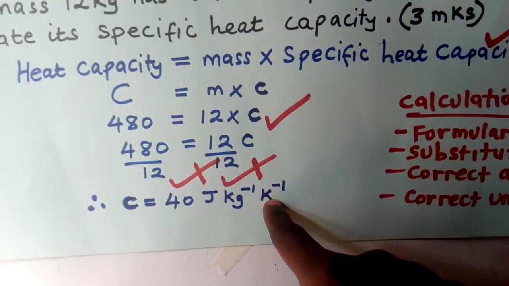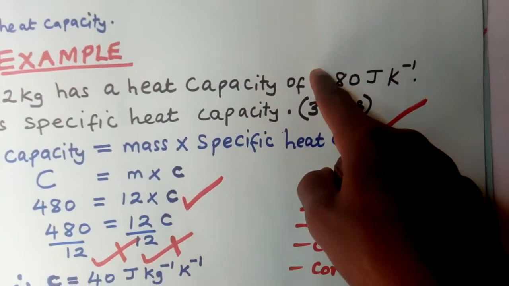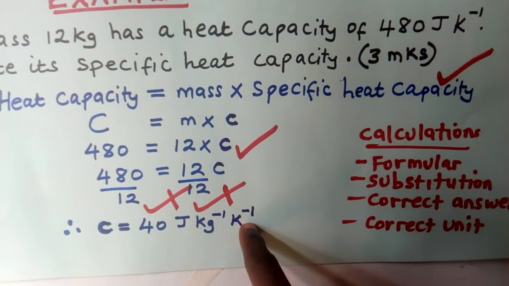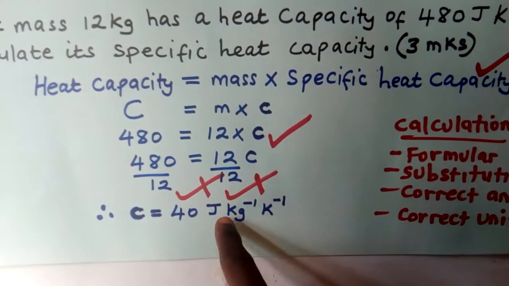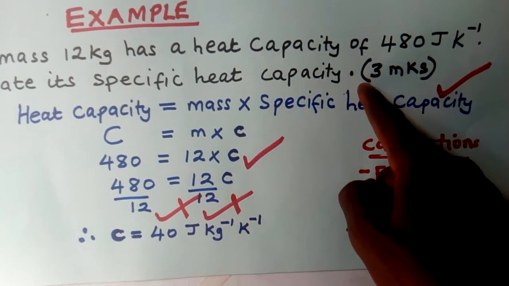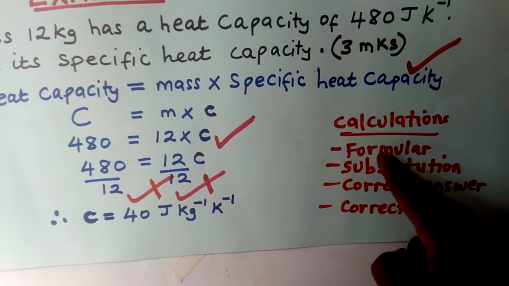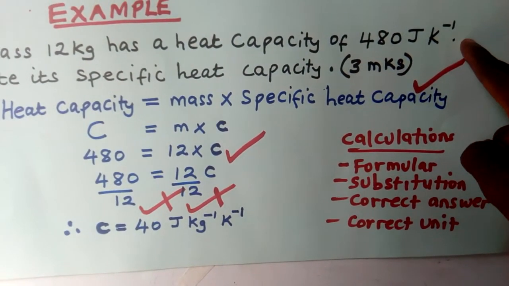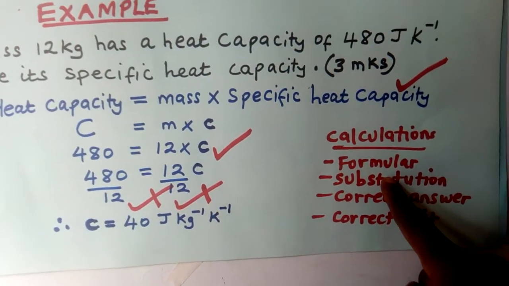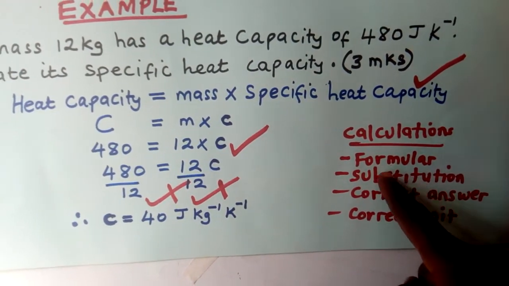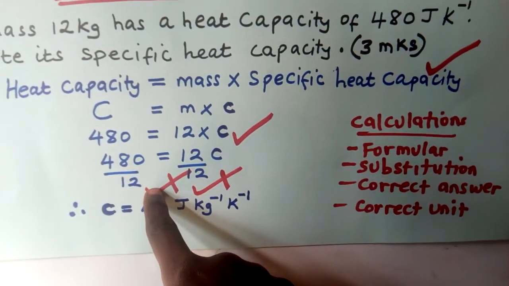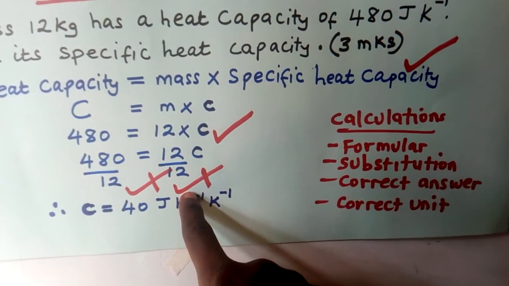But how do you know which one to write? You see, the heat capacity was in joules per Kelvin. So we shall write the Kelvin, not degree Celsius. So joules per kilogram per Kelvin. We shall now award the 3 marks. 1 is for the formula, remaining 2 marks out of 3. Another 1 mark is for substitution. You remain with 1, so that one we shall divide into 2: a half for the correct answer and a half for the correct unit.